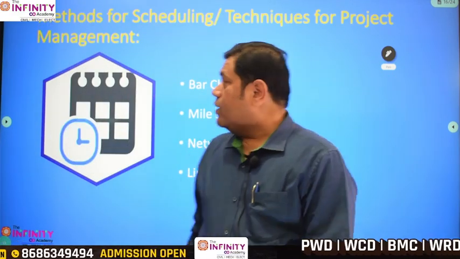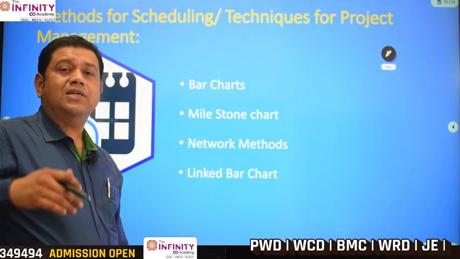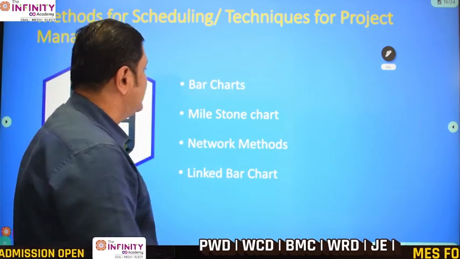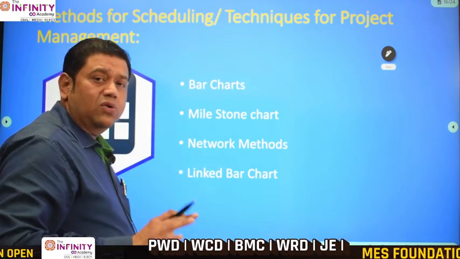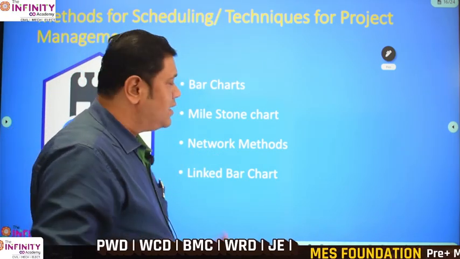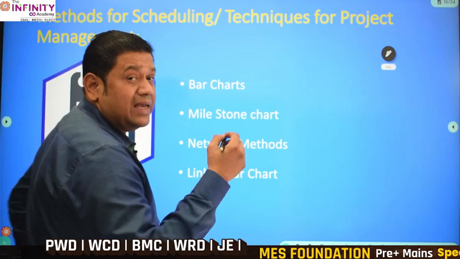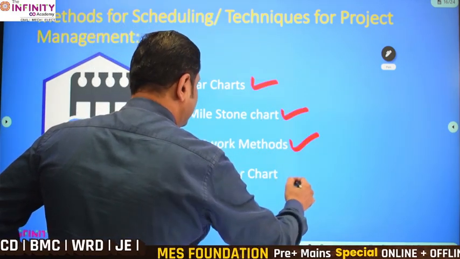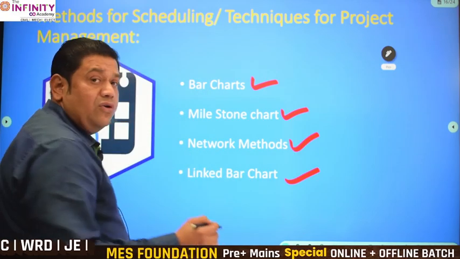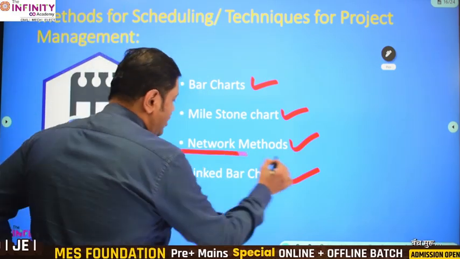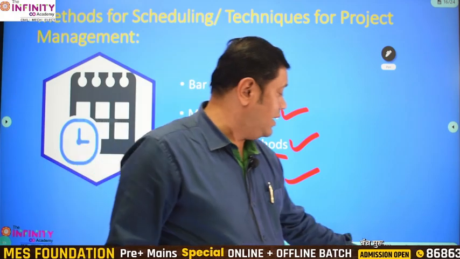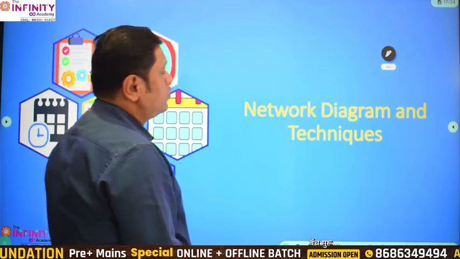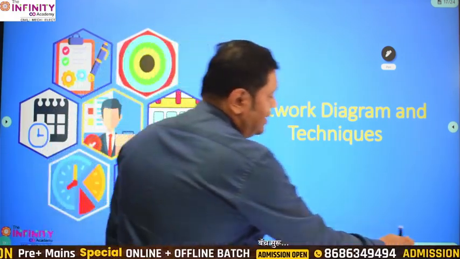So now, in scheduling there should be certain tools, and what are these tools? Let's look at them. If I have to schedule or if I have to see the sequential arrangement, I can use these kinds of techniques: bar charts, milestone charts, network methods, and link bar charts. And for today's discussion, what we are going to talk about is the network method, network analysis. So let's look at the network diagram and its techniques.